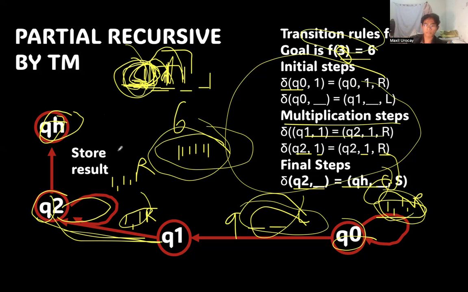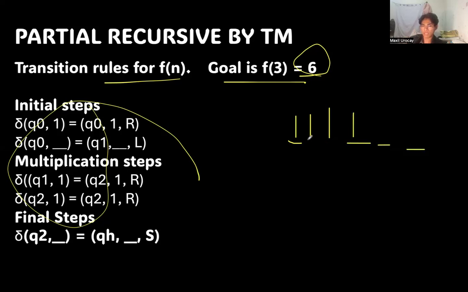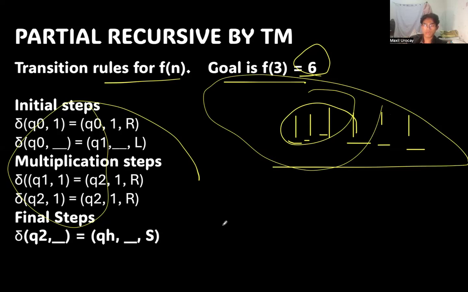So that is the representation of this one, or the transition rules for f of n. Your goal for f of 3 is equal to 6. Since you are visiting this one, then you append into the empty spaces. While you visit, you append, visit, append. While you do that recursively, afterwards, if the end is found, it will halt and you will print the result, and that's the final procedure. So that's how it works for the partial recursive simulation using the Turing machine.